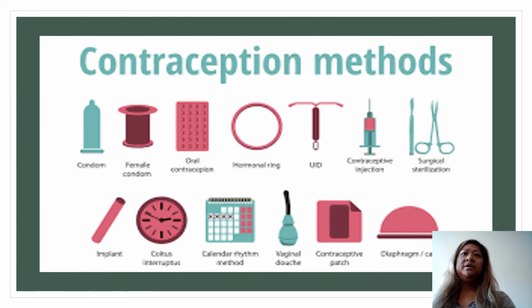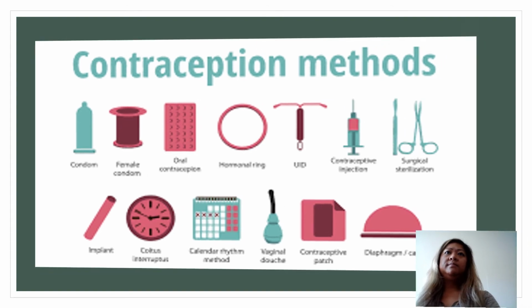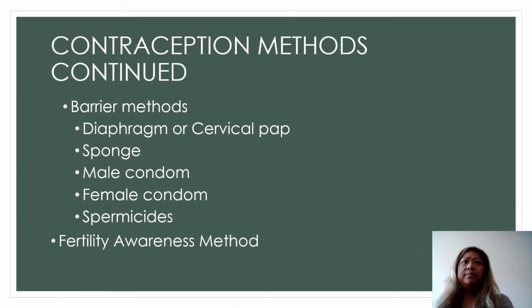And here's a picture of the different contraceptive methods. So, barrier methods. Different barrier methods are available. They are the diaphragm or cervical cap, sponge, male condom, female condom, and spermicide. This method prevents and blocks sperm from getting into the cervix or vagina.